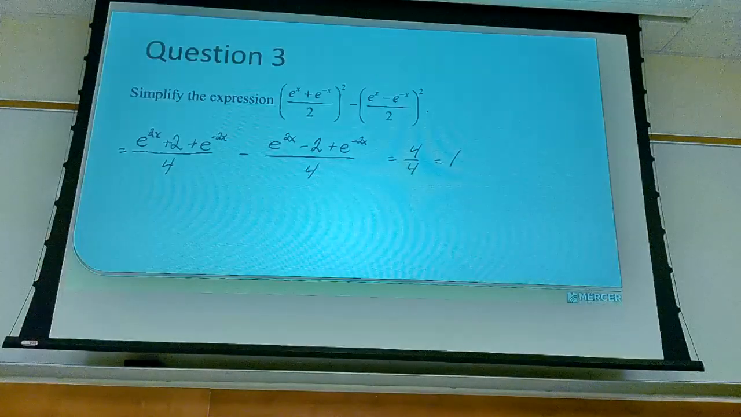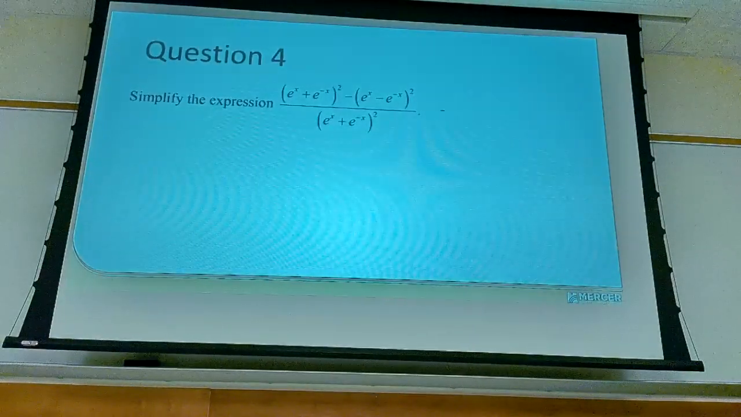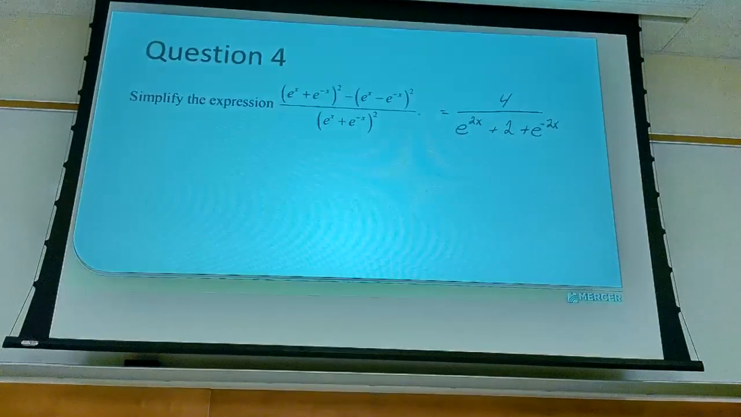What was the numerator expanded out? 4. It'll be 4 over. Right, so we already did that. So from above, that's going to be a 4 in the numerator. Just expand out the denominator. Well, e to the 2x plus 2 plus e to the negative 2x. So it's 4 over that.